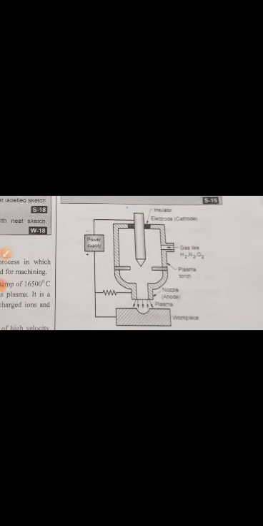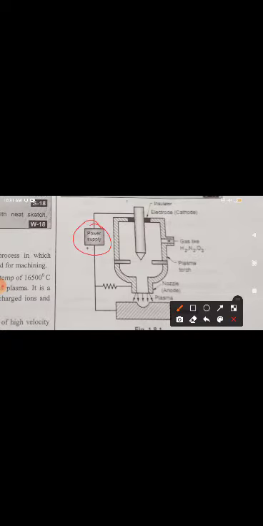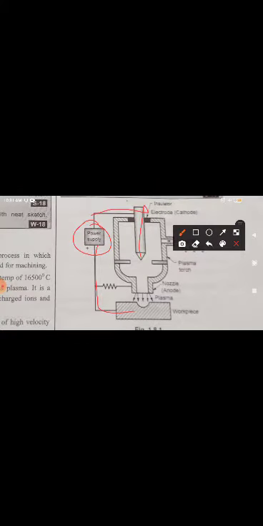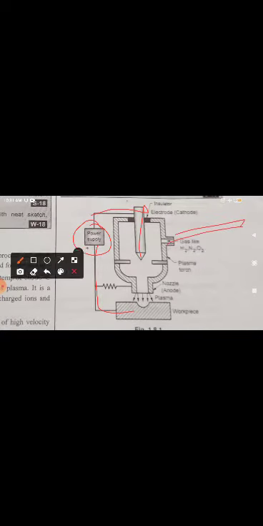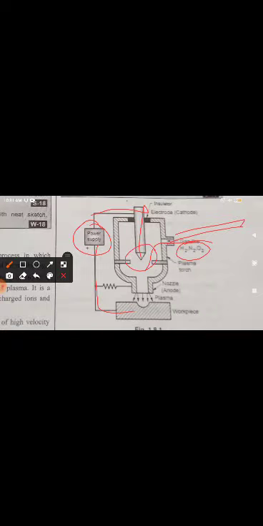See properly, here is the power supply, with the negative terminal given to the electrode, this tool, and the positive given to the workpiece. Gases like H2, N2, O2 are supplied through this entry, which ionizes here and passes with high velocity and high temperature, up to 16,500 degrees Celsius. With this temperature, it passes through the nozzle. Here is the nozzle.